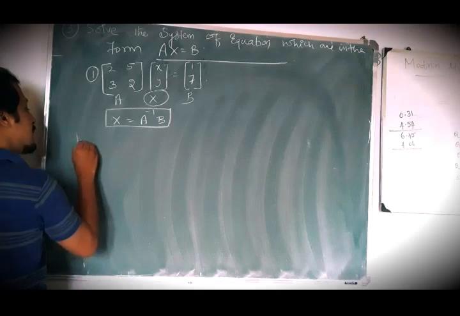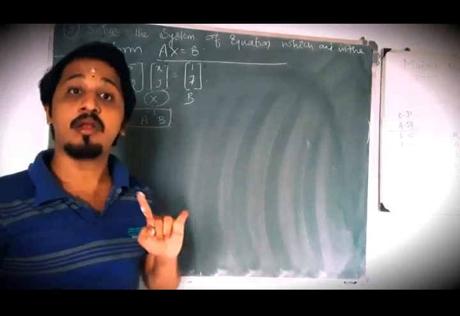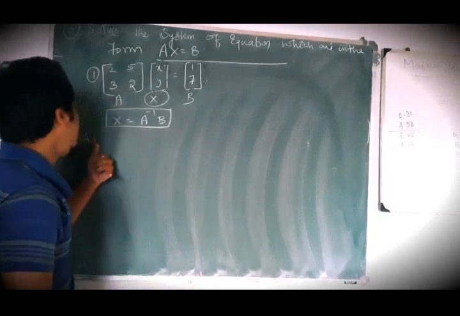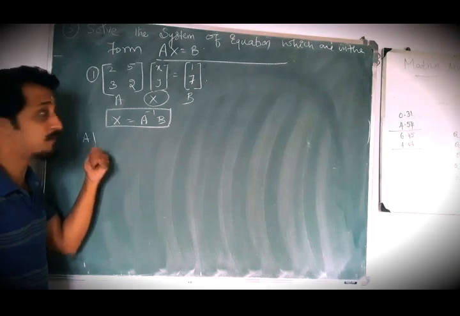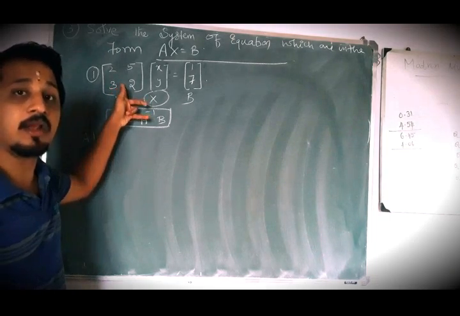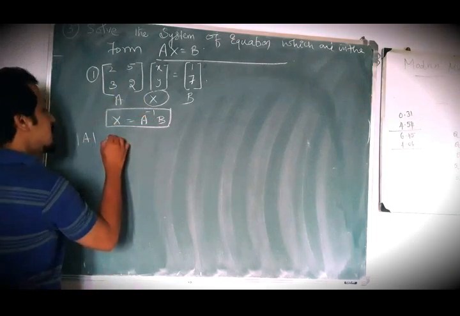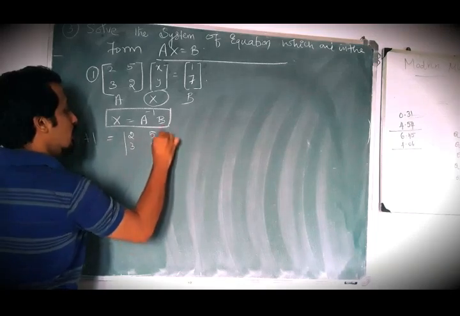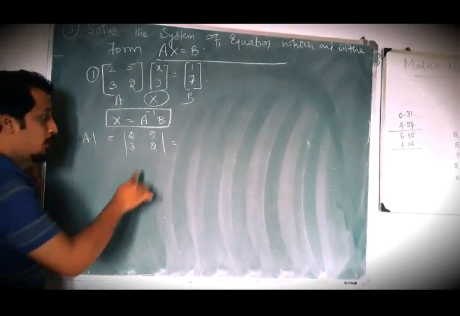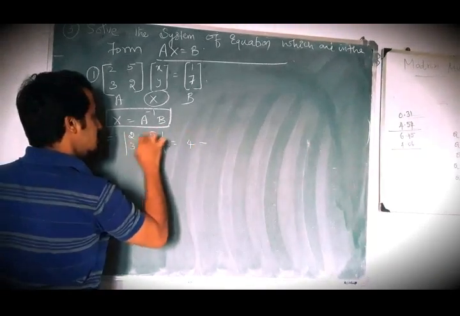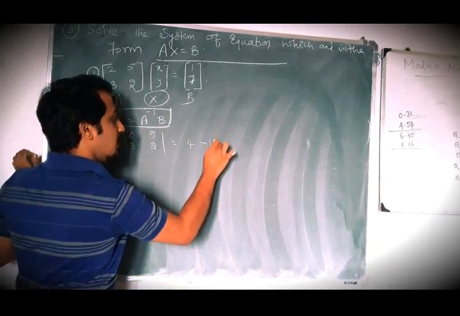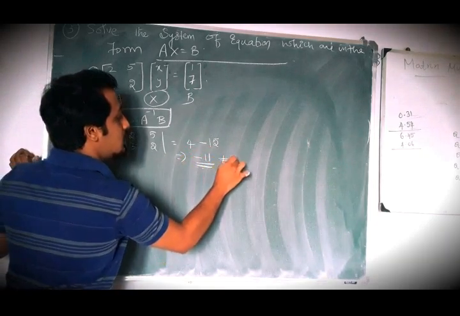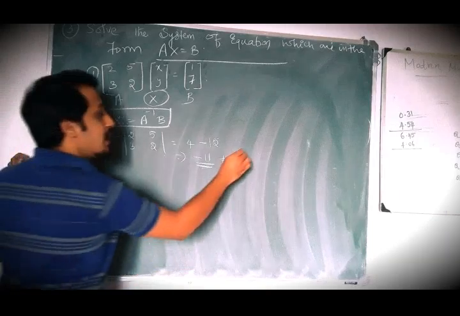How to find A inverse? Determinant A should be a non-singular matrix. To find A inverse, first we have to check whether the given matrix is non-singular or not. So that is the determinant of 2, 5, 3, 2. How to find the determinant of a 2 by 2 matrix? 2 2s are 4 minus 3 5s are 15. So the answer is minus 11, which is not equal to 0. Therefore A inverse exists.